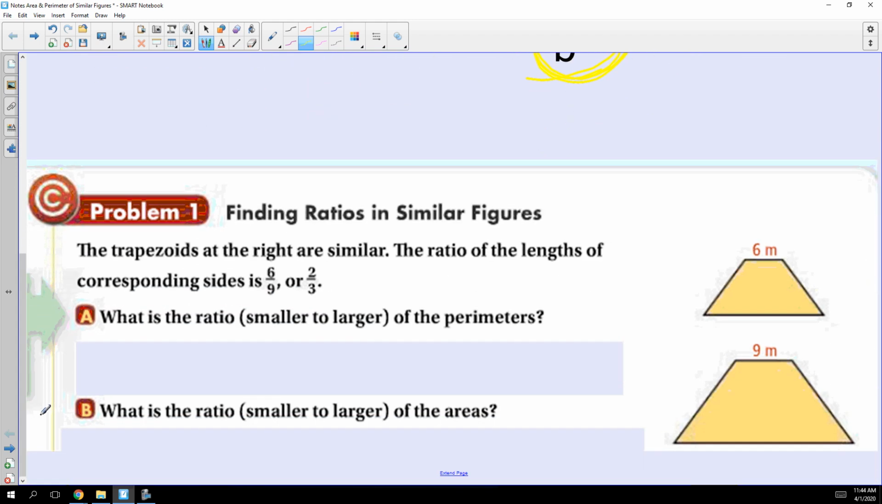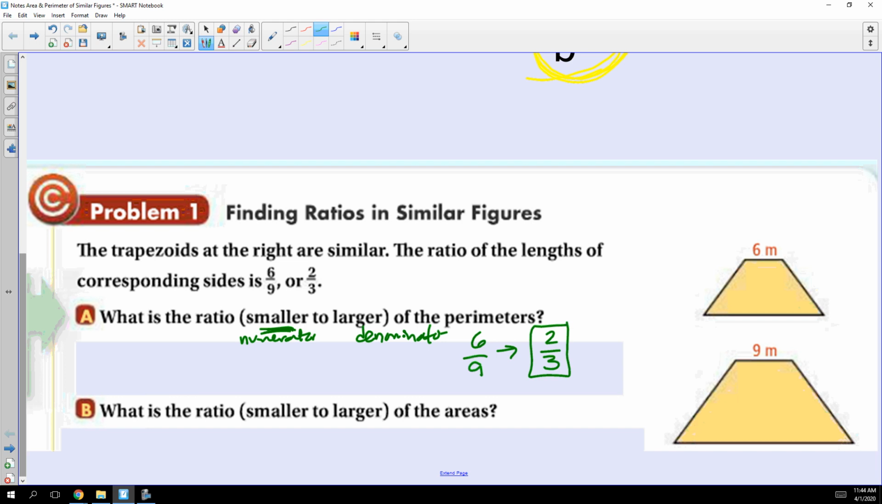So we're going to find the ratio of the similar figures. The trapezoids at right are similar. The ratio of the lengths of the corresponding sides is 6 to 9, or 2 to 3. What's the ratio? Notice that you always want to pay attention to what they want in the numerator. They're saying smaller to larger, so that's the numerator, and larger is the denominator. So smaller to larger means we put the 6 over the 9, which is still just 2 to 3. That's the same for perimeter as it is for the side length. And why is that? Because it's a linear measurement. Just like a side length is a linear measurement, perimeter is also a linear measurement.